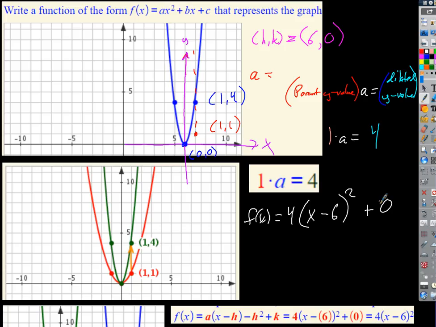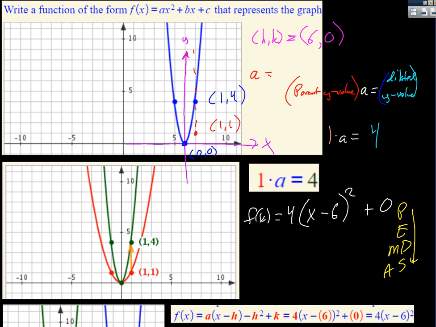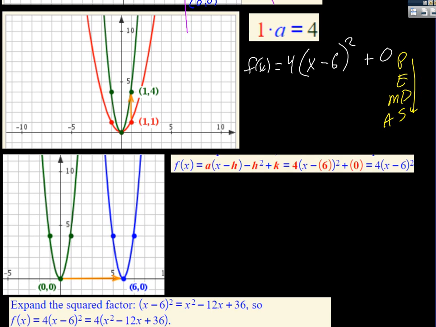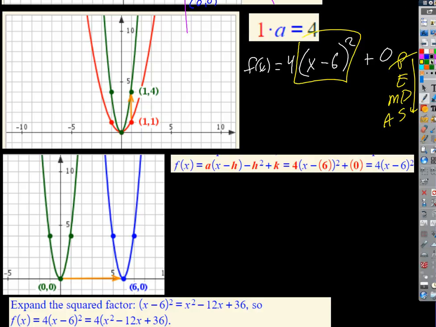So I just simplify it, following order of operations. Inside the parentheses, there's nothing to do. Exponents, yeah. I've got an x minus 6 squared, so I have to square that out. I've got to fix that, it shouldn't be in there.